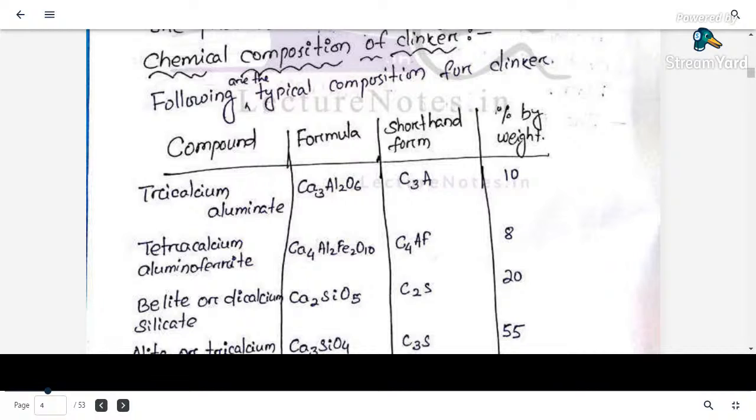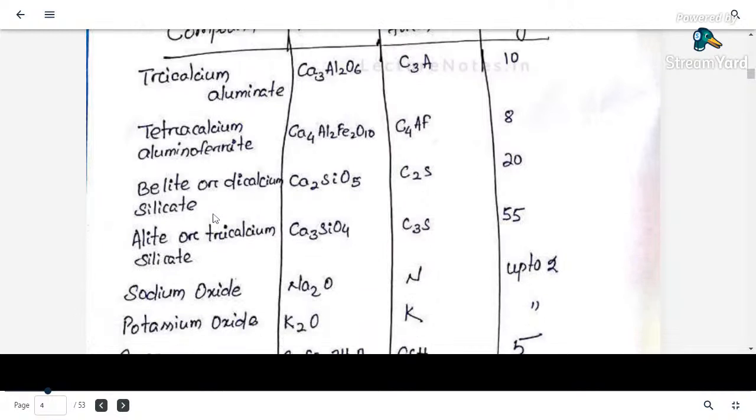So what are the complex compounds? These are the Bogue compounds I already told you. The first one is tricalcium aluminate, represented by C3A. The second one is tetracalcium aluminoferrite, C4AF. The third one is dicalcium silicate, C2S. The last one is tricalcium silicate, C3S.